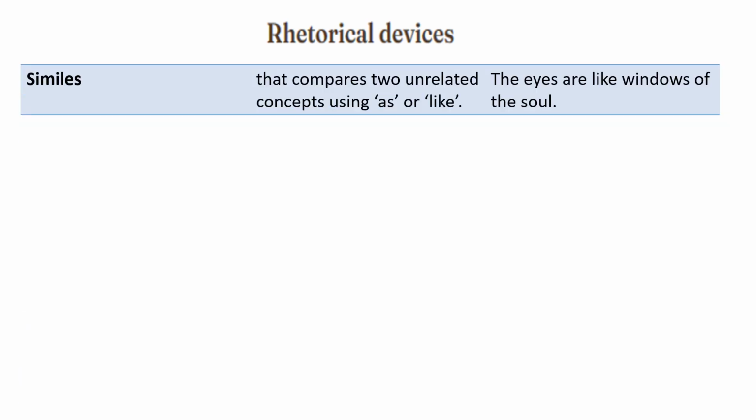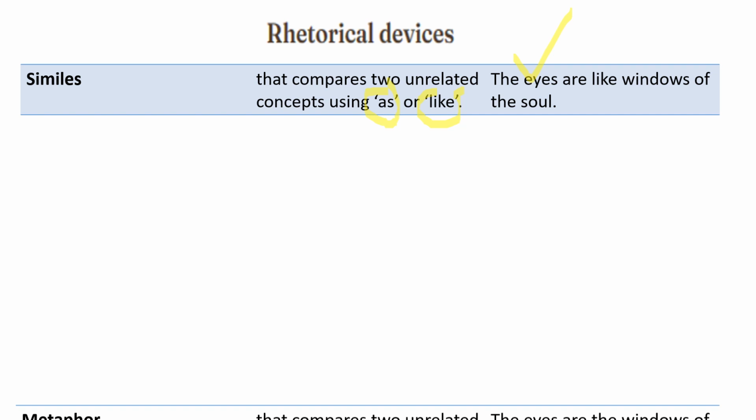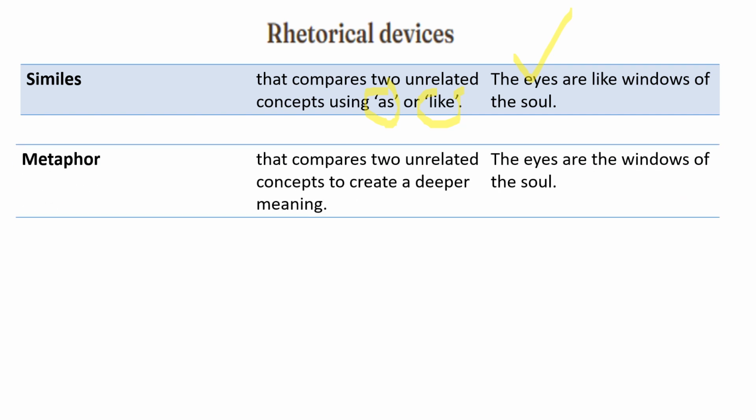So the first element of rhetorical devices, the very common figurative language, is a simile. And we know that in a simile, we are actually comparing two things by using as or like. It's quite common and we know how to use it. The example is: the eyes are like windows of the soul. The next comparison tool in rhetorical devices is the use of metaphor.